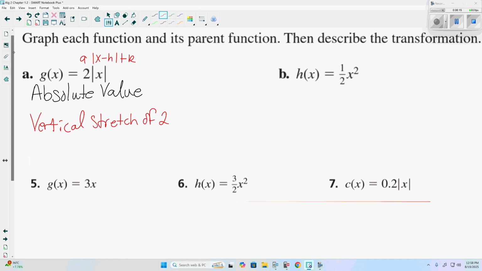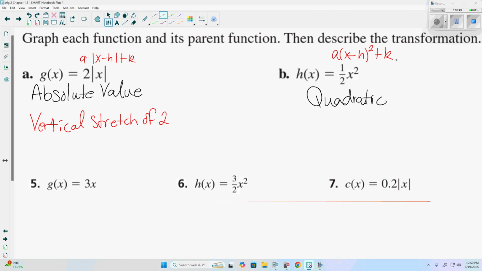Let's look at b. What's b's parent function? It is a quadratic. And we know it's a quadratic because of the x squared. That square, the power of 2, is a quadratic. Now again, I'm going to write the general form. If that helps, write it. If it doesn't, you don't have to.